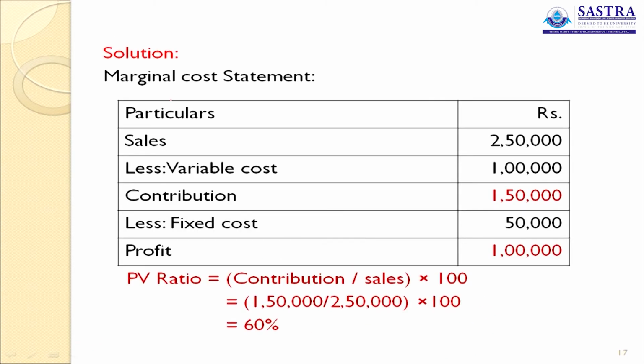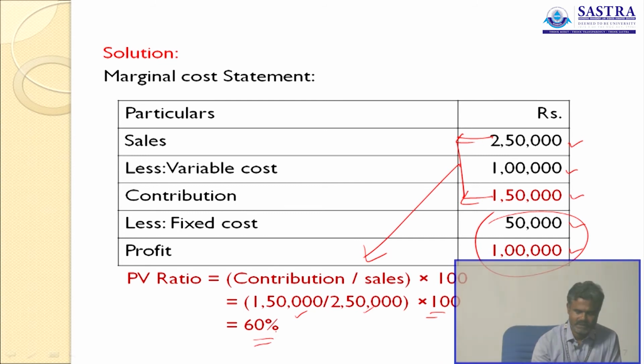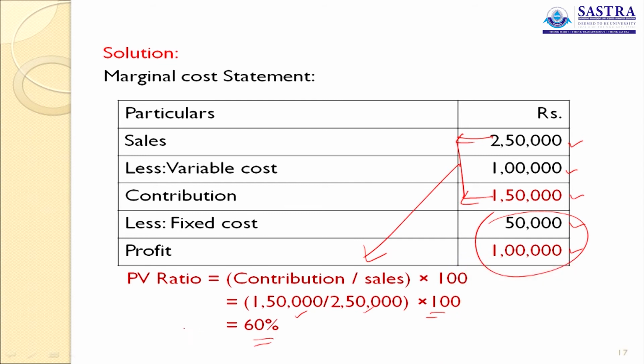The marginal cost statement: particulars, rupees. Sales 2,50,000, less variable cost 1 lakh, contribution 1,50,000. Fixed cost 50,000, then profit is 1 lakh. Here these are all irrelevant information, don't worry. You take this figure and this figure for the answer. Contribution by sales into 100, contribution is 150, sales 250, so the answer is 60%.